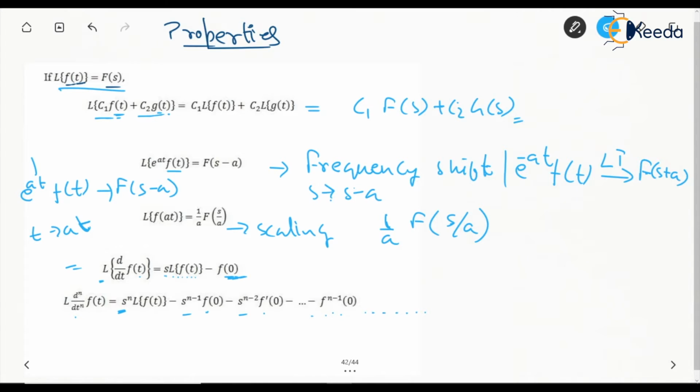So let's say we have d2 f of t by dt square, then the Laplace transform should be, as this is the second order derivative, s square f of s minus s to the power of 2 minus 1, which is 1, so s into f of 0, then again minus s to the power 0, that is simply 1, into f dash of 0. So this is for second order. Had it been more, we'll get more terms here.